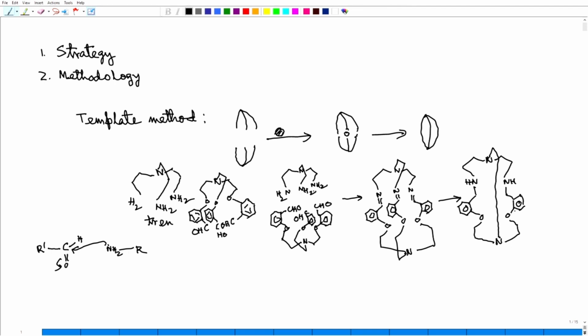So, cesium will bring them, and it will go very nicely to imine. From imine it will go to amine, and we got our product. Okay? Almost 40% yield, which was tremendous.